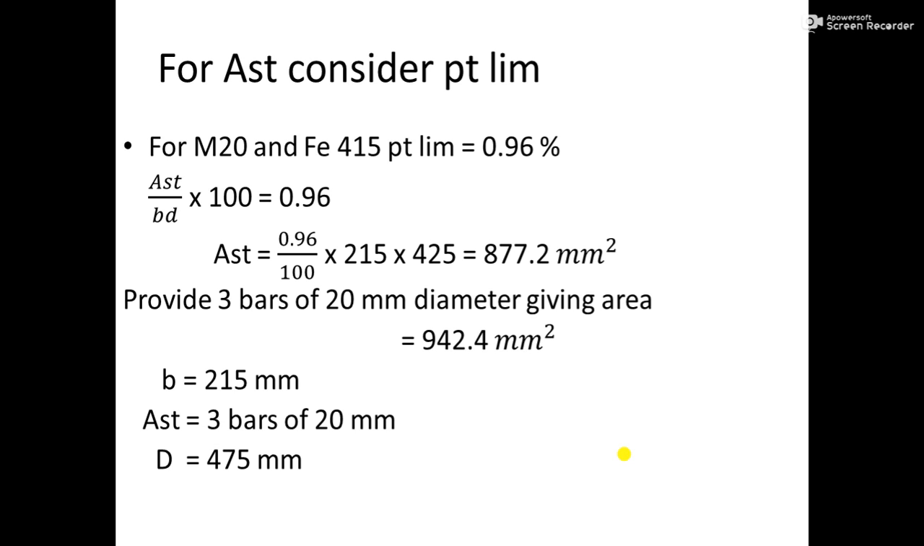For Ast consideration, pt limiting for M20 and Fe415 is 0.96 percent, given in the table. So accordingly, you have to calculate the percentage of steel, that is Ast is equal to 0.96 divided by 100 into width into depth, that is 877.2 mm square. Provide 3 bars of 20 mm diameter giving area 942.4 mm square. So width 250 mm, Ast 3 bars of 20 mm diameter and overall depth 475 mm. This is the overall design of the beam section. So okay, thank you.